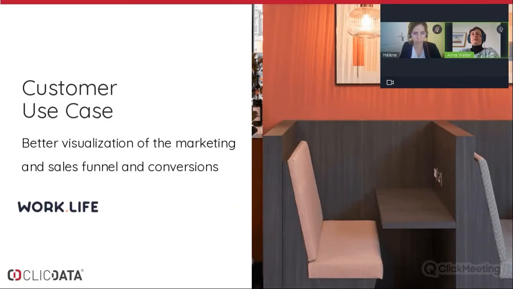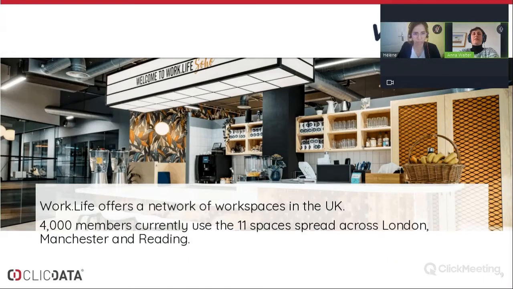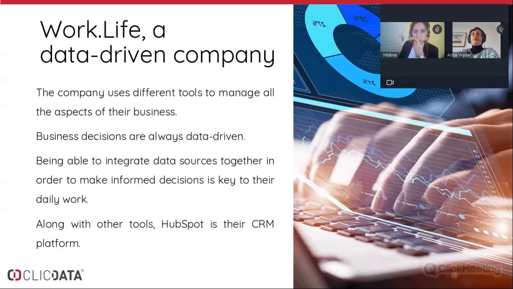I'm gonna quickly introduce the company. WorkLife is actually a network of workspaces in the UK. They operate across 11 spaces in London, Manchester, Reading, and they're growing. They manage about 4,000 members, which go in and out daily. They are taking their decisions always based off data, and they use many different tools to manage all the aspects of the business.